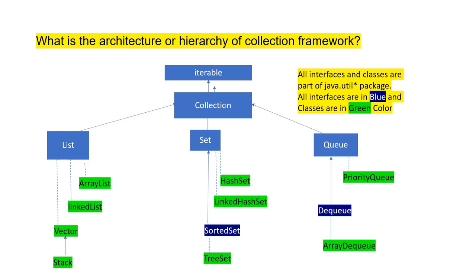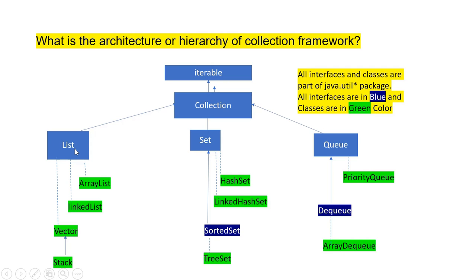It's the root interface, and this is the interface that provides us the iterator interface, which is used for traversing a collection object. Next is the collection interface. It extends the iterable interface, and it also has its own functions like add, size, addAll, remove. Further, list, set, and queue, these three interfaces extend the collection interface. So the classes that implement these interfaces have all the features that are provided by the collection interface.